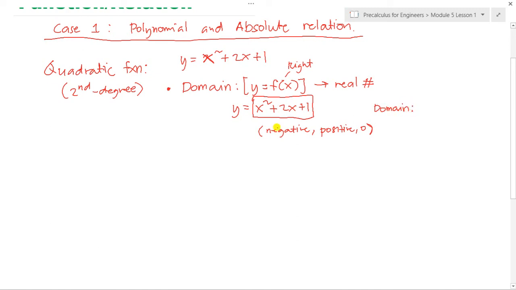Let's say you plug in a negative in your x squared. Let's say negative 1 squared, plus 2 times negative 1. Negative 1 squared is positive 1, then plus 2 times negative 1 is negative 2, then plus 1. What do you think, class? What do you think is the domain of our function here? What are the possible answers on the right side of the equation? For a negative input, is it negative or positive?